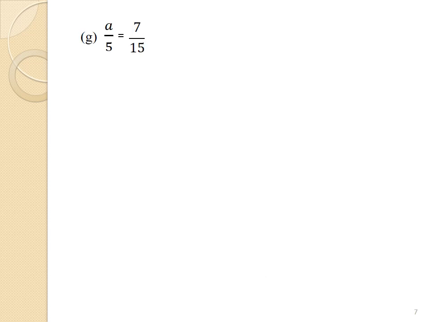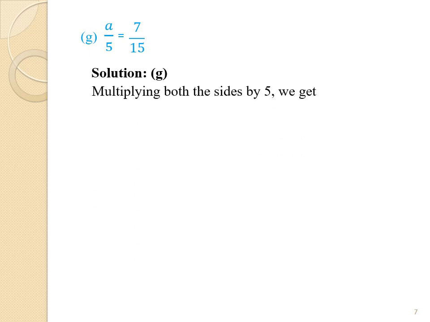Now, sum G. A upon 5 equals to 7 upon 15. Students, in this equation, we have to use multiplication law in order to separate the variable A. Multiplying both the sides, that is A upon 5 and 7 upon 15 by 5, we get A upon 5 multiplied by 5 equals to 7 upon 15 multiplied by 5.